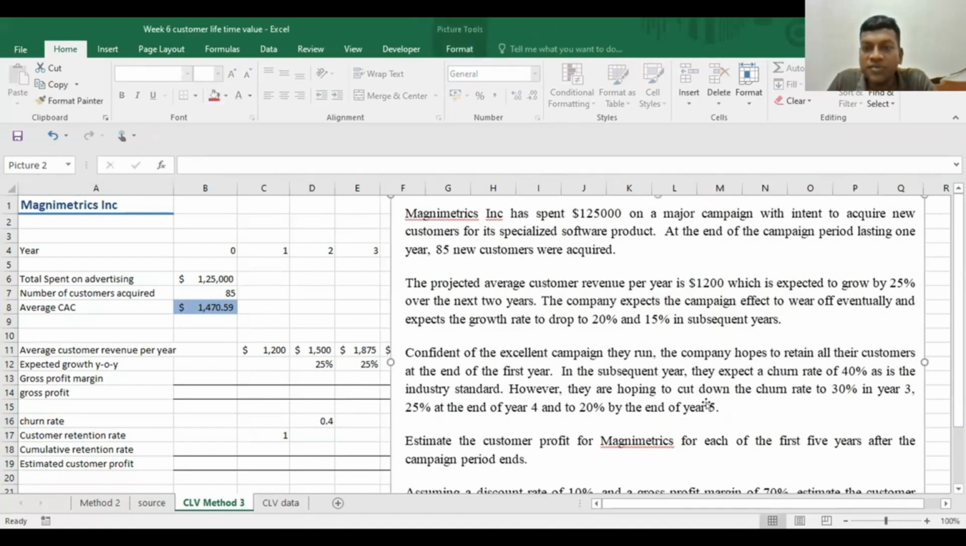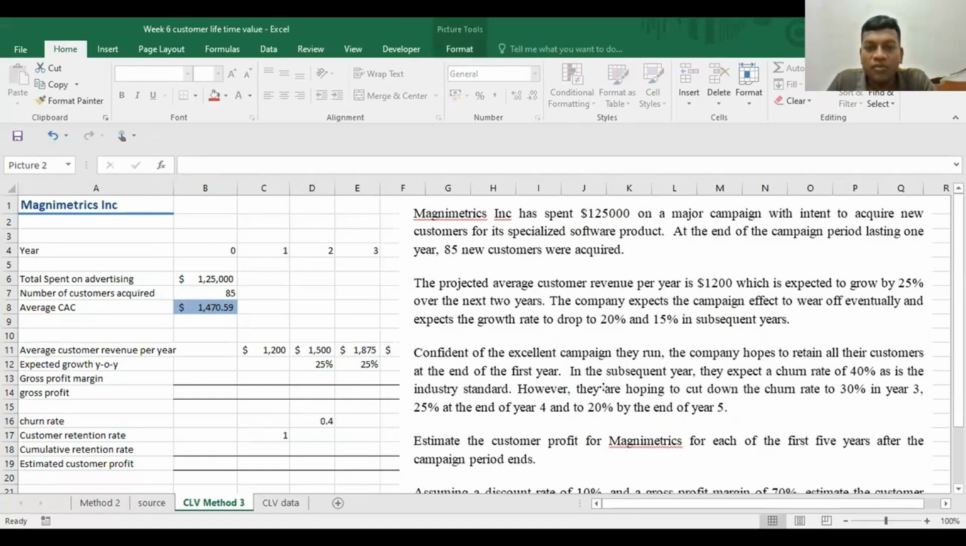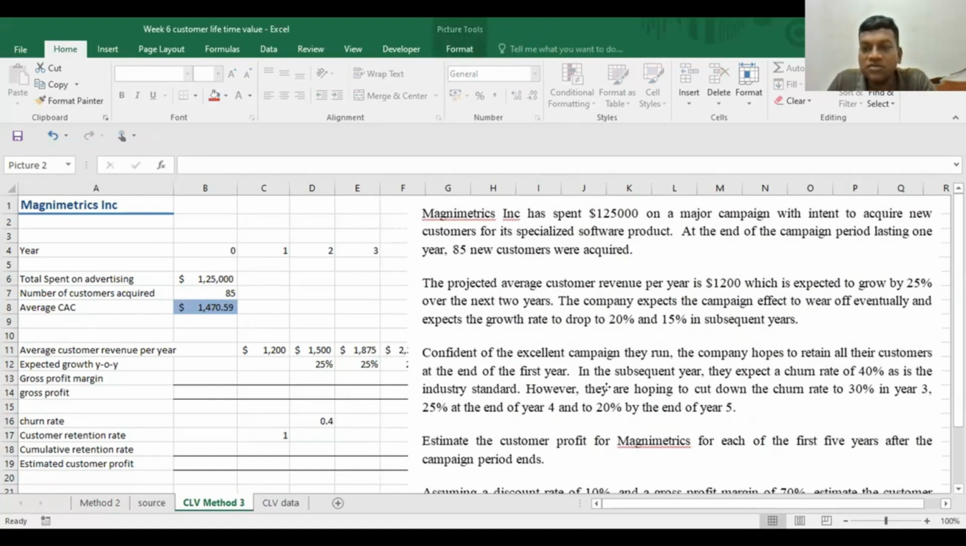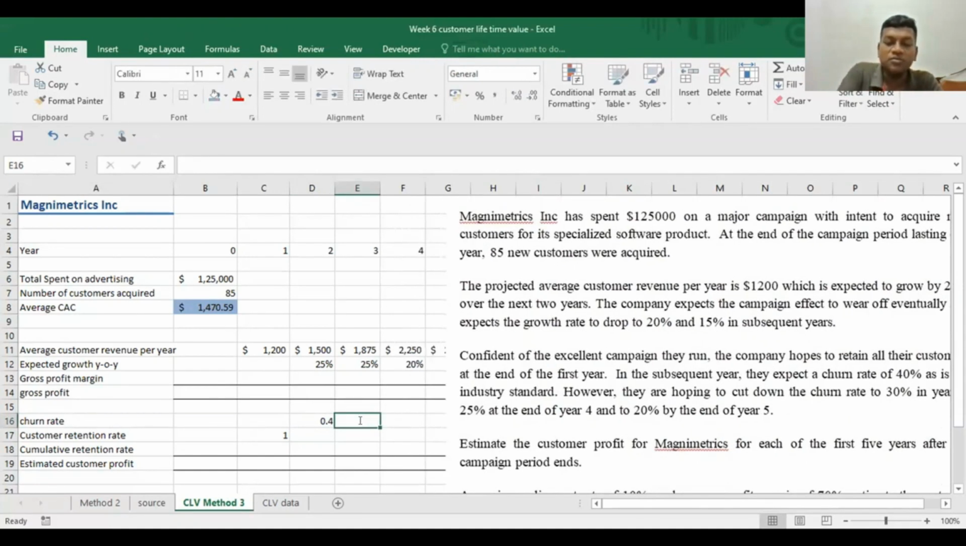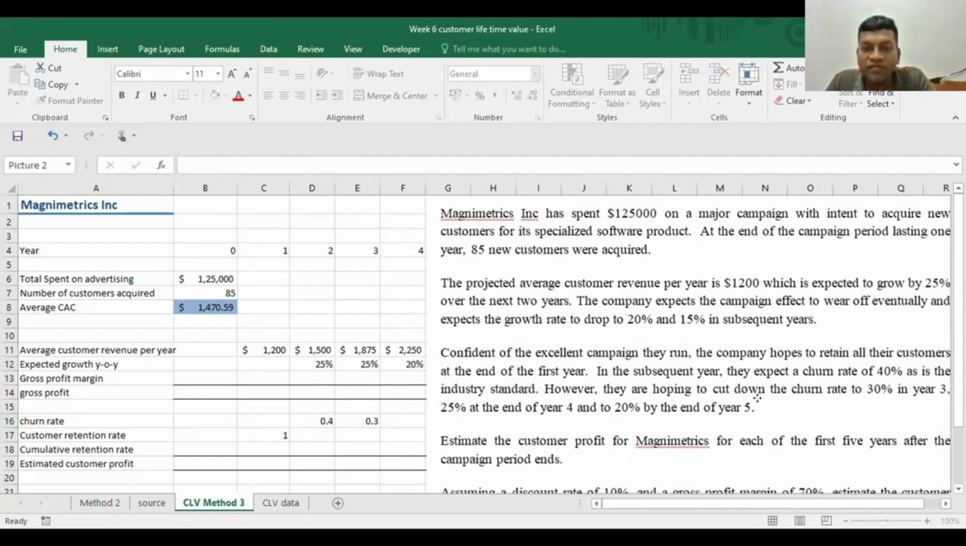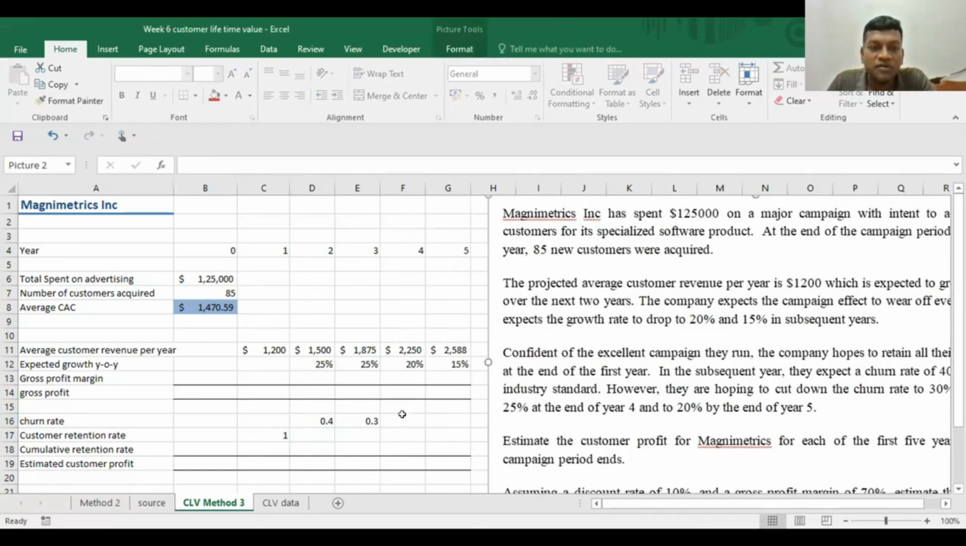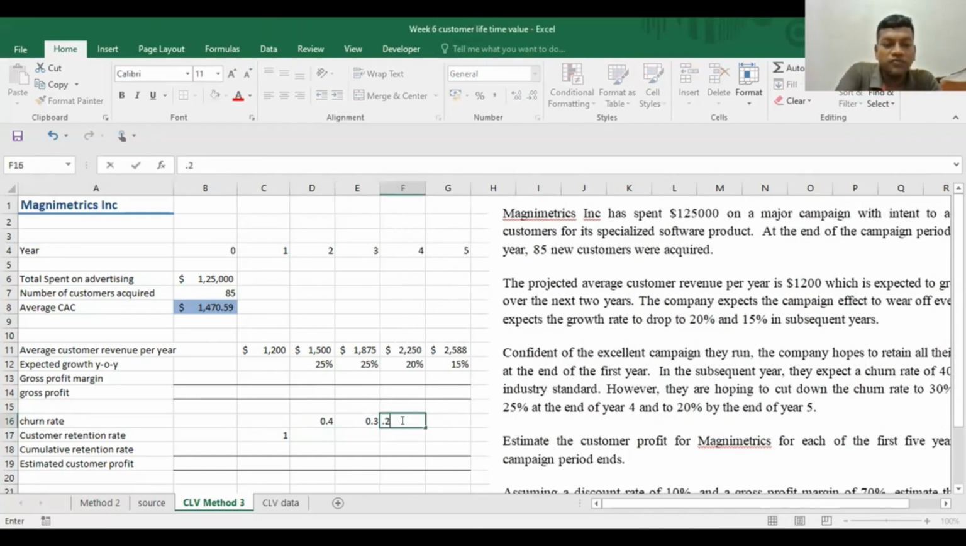In the subsequent year, they expect a churn rate of 40%, as is the industry standard. However, they're hoping to cut down the churn rate to 30% in year 3. So year 3, you will cut down to 30%, 0.3, 25% at the end of year 4, 0.25 at the end of year 4, and 20% by the end of year 5. Come down to 0.2. Okay.